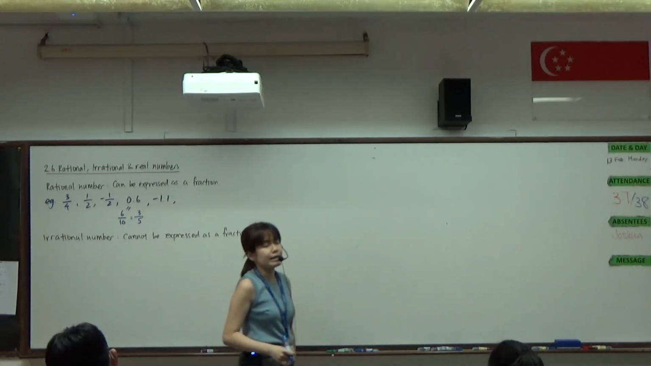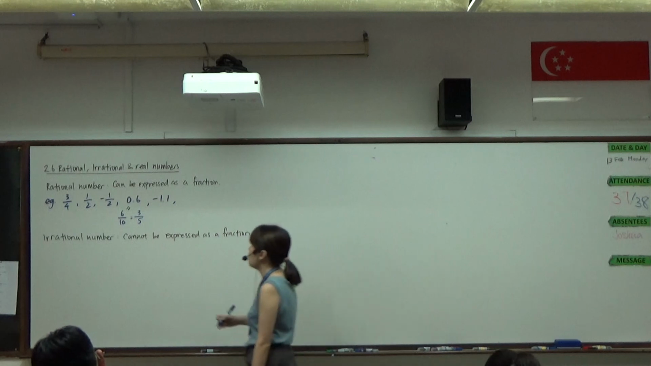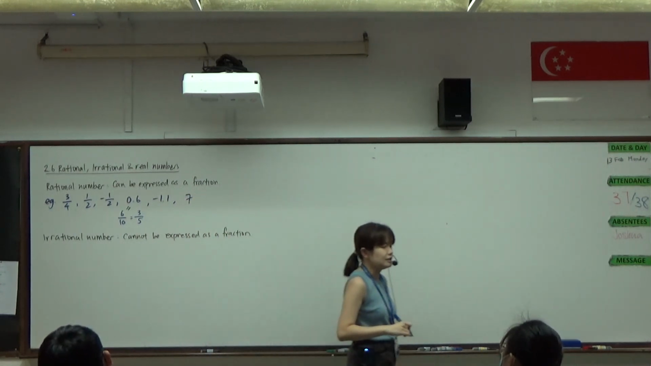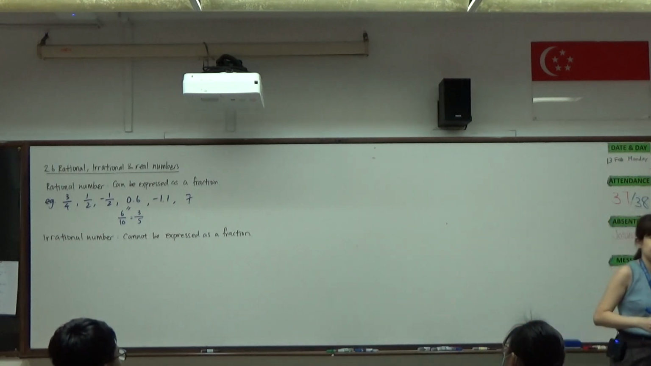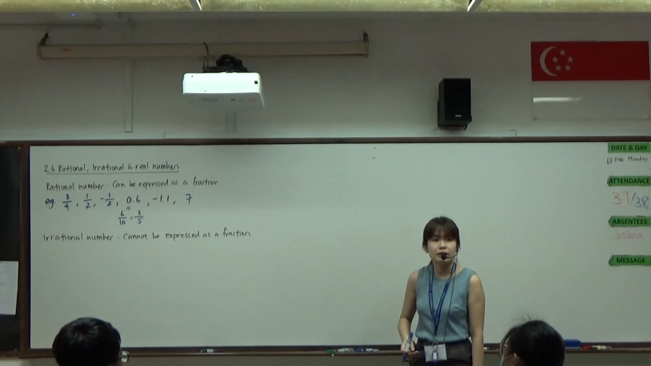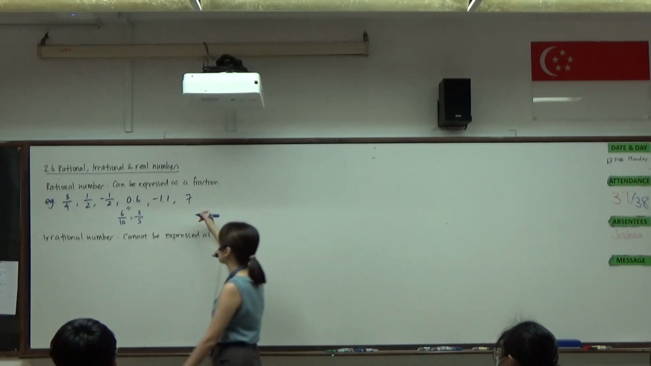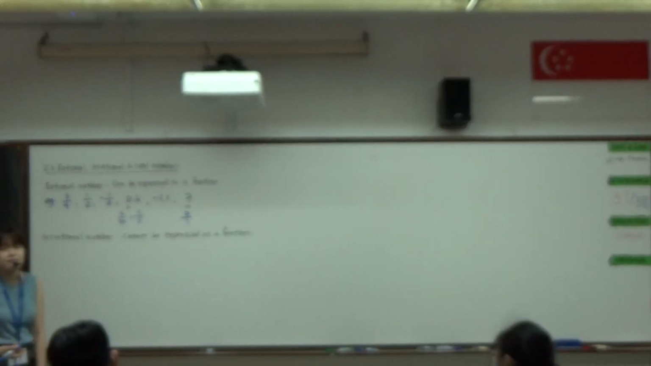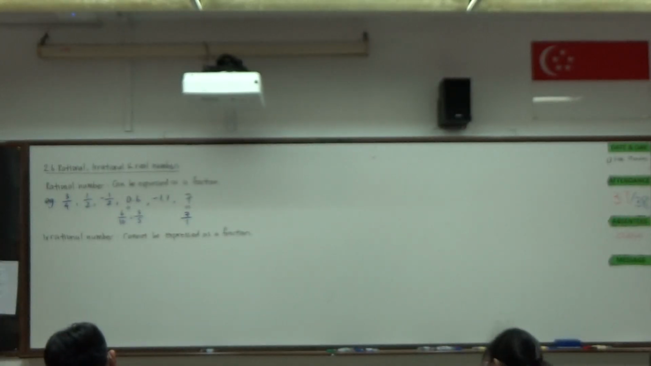Then my next question is, what about a whole number? Let's say 7. Is 7 a rational number? NC says 7 can be written as 7 over 1. So naturally, because 7 can be written as 7 over 1, it can be expressed as a fraction, so 7 is a rational number.